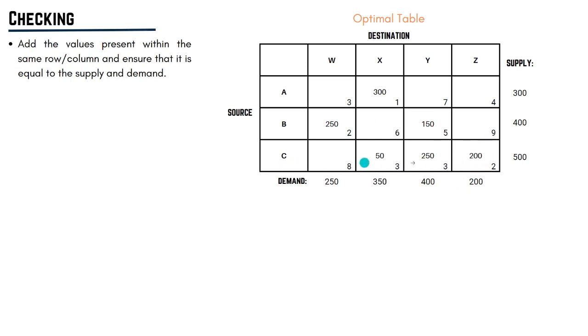Let's check again for source C. 50 plus 250 is 300. Plus 200 is 500. So now we know that this table is indeed correct.